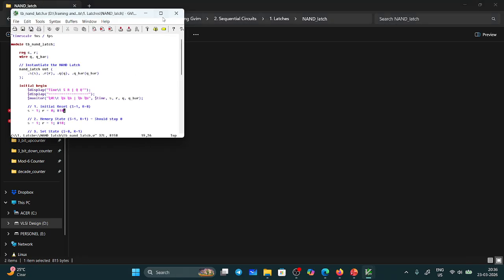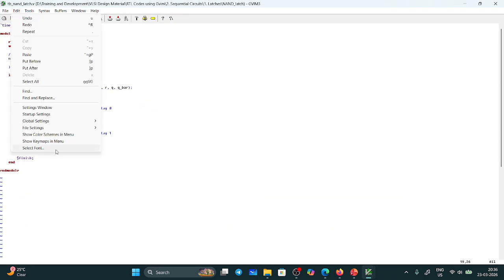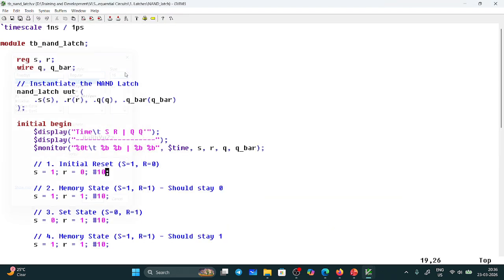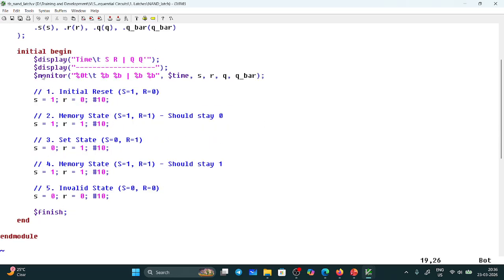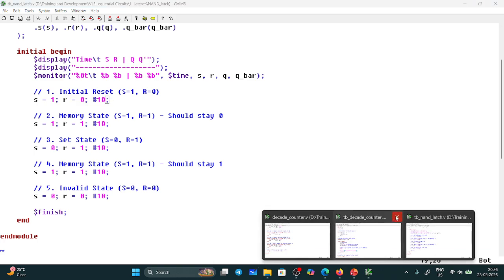And the test bench is also the same. So module TB, S and R declared with reg data type, Q and Q_bar I need to declare with wire data type, and instantiating by name and $display, $monitor. I am giving some different values of S and R and I am seeing this. 10 means which state? Reset state. 11 means memory state. 01 means set state. 11 means memory state. 00 means invalid state. Okay, so this is the SR latch using NAND gate.